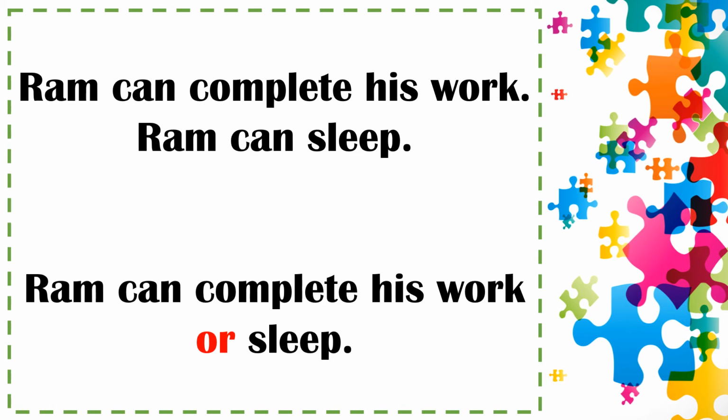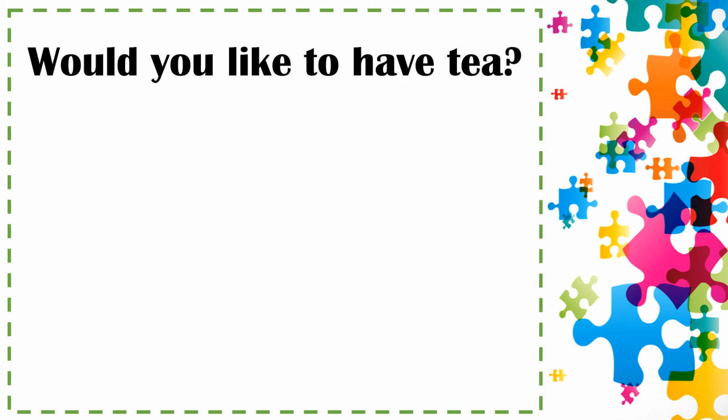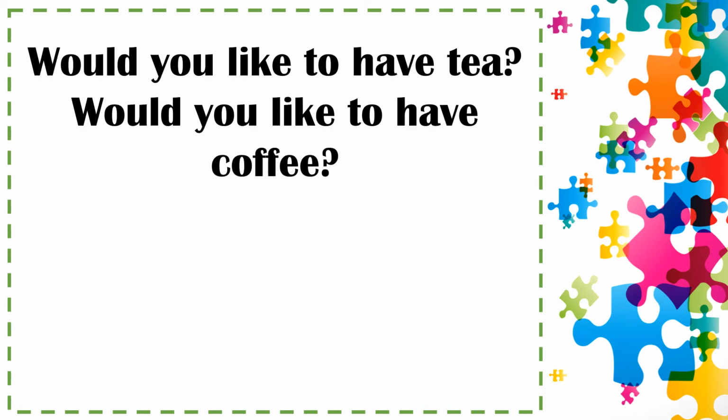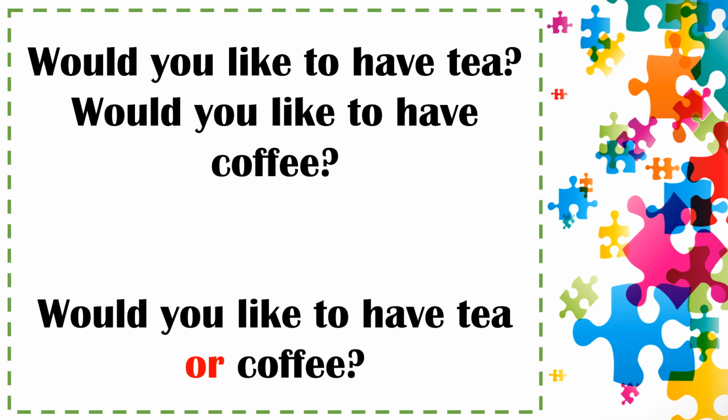Let's take up one more example. Would you like to have tea? Would you like to have coffee? Now, in these two sentences, we are offered a choice between tea and coffee. So, if we have to join these two sentences, then we will do it with the help of the conjunction or and rewrite the sentence as Would you like to have tea or coffee?